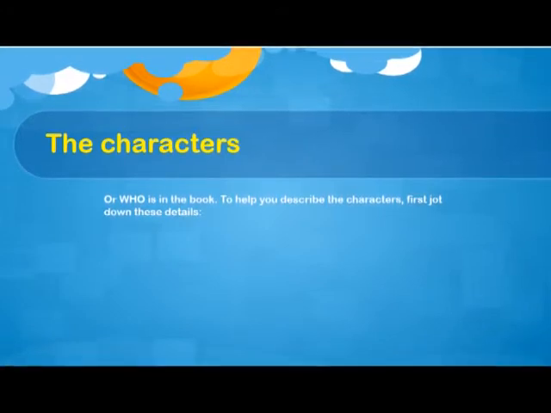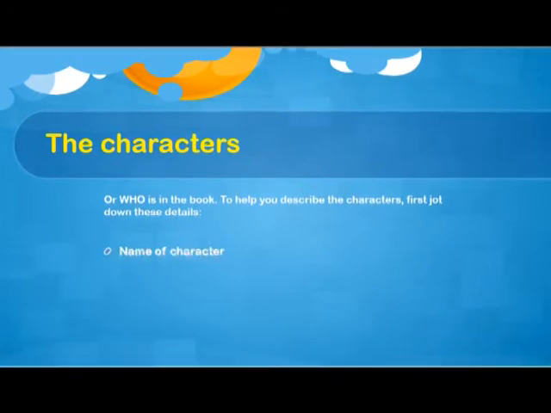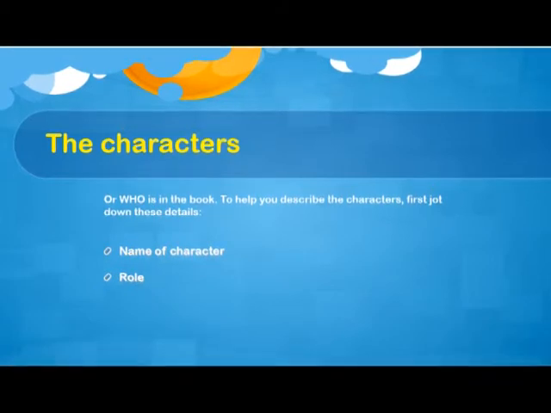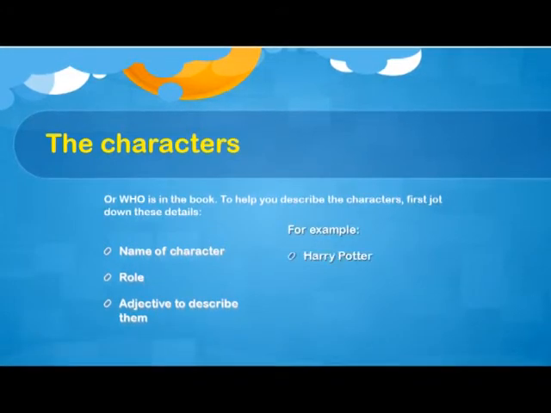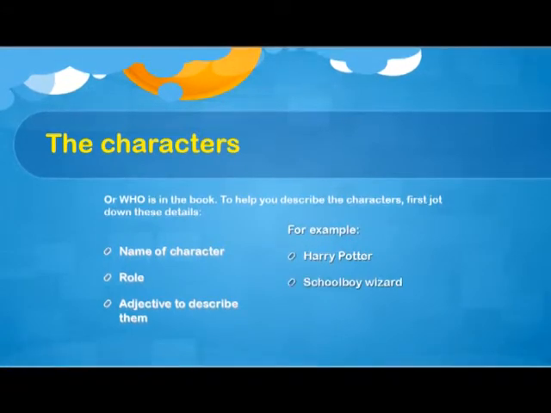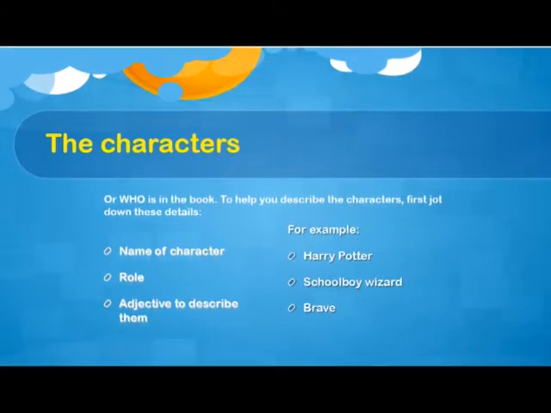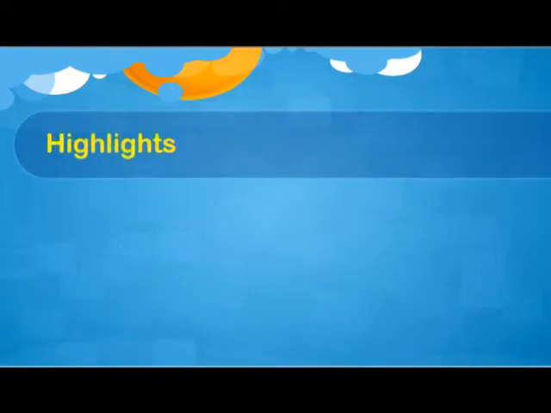And now we are going to talk about the characters, or who is in the book. To help you describe the characters, first jot down these details. What is the name of the character? What are their roles? And what are adjectives to describe them? For example, the name is Harry Potter. He is a schoolboy wizard. And of course, he is brave.